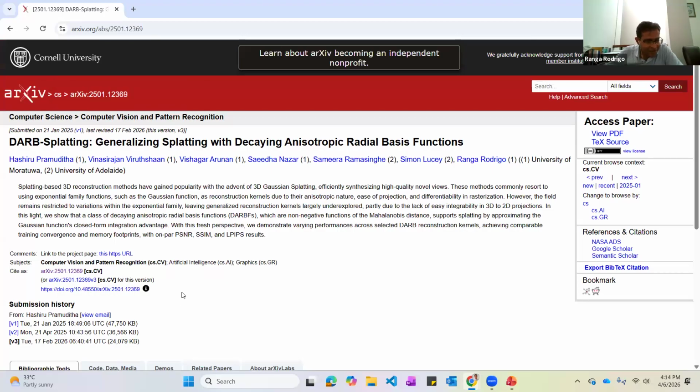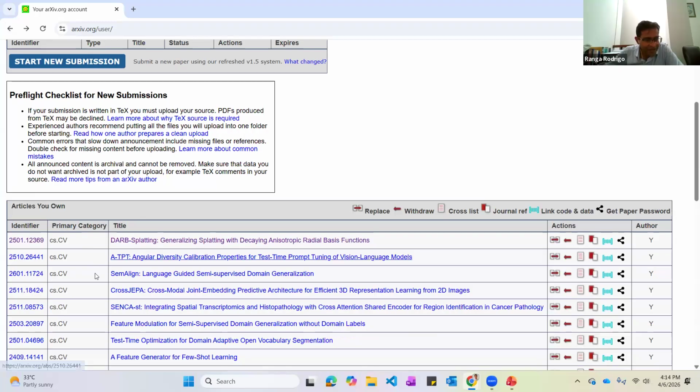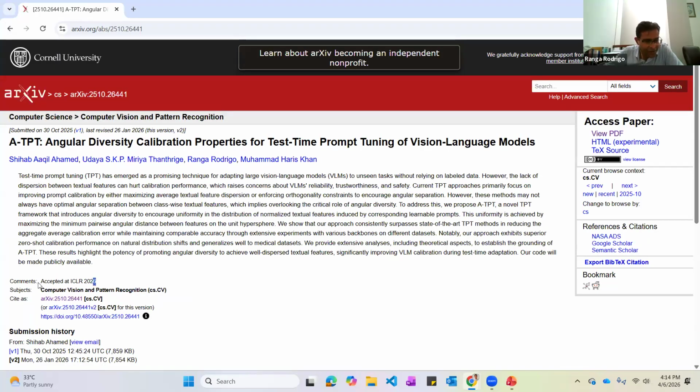That it has been accepted to the conference, that we have not written. So let's see, this one will certainly be accepted. Okay, accepted to ICLR 2026.